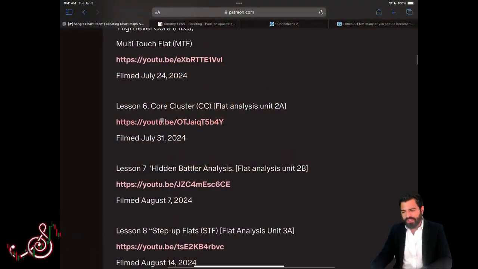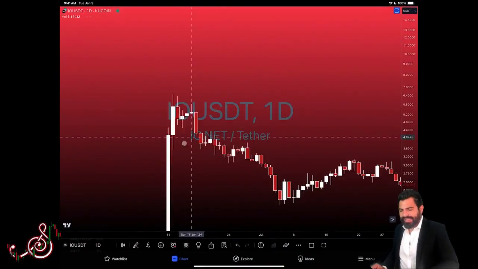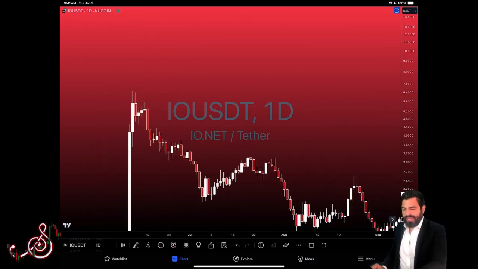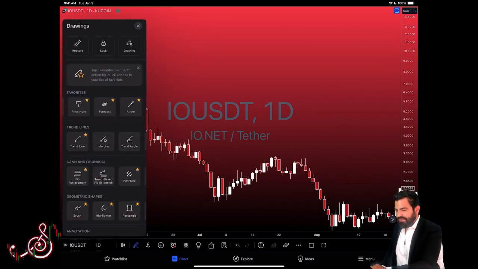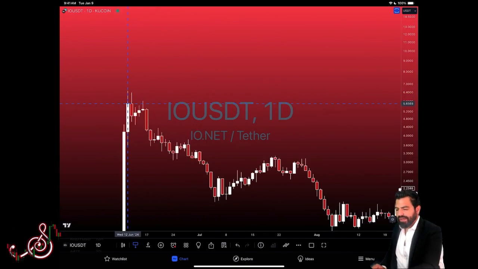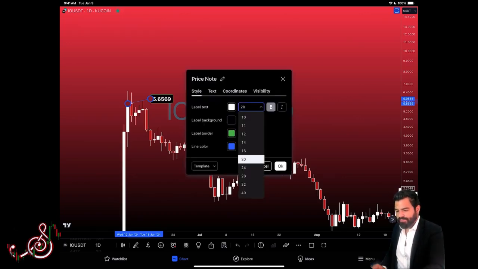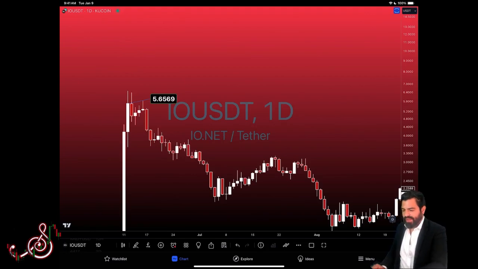But lesson number 6, core cluster, which is flats analysis 2A, in the flats family, helps us identify this area here where the meat of the candle is. And what we're going to do is change various timelines to find if we should really be looking at 5.65 as our main number. Let's make it just a little bit bigger, 5.65.